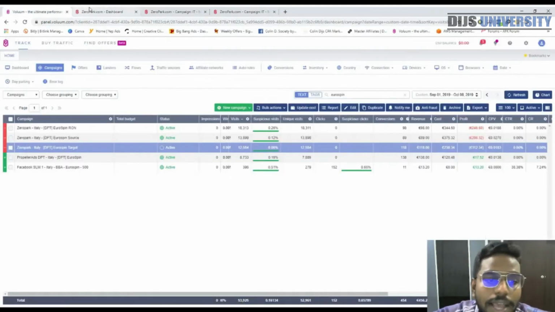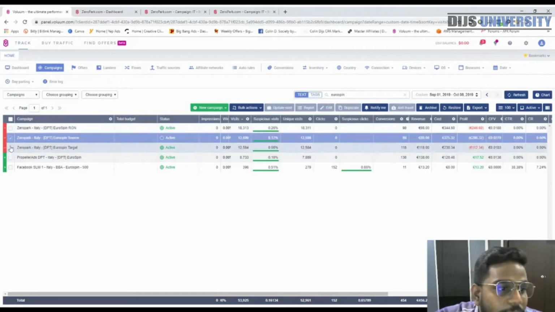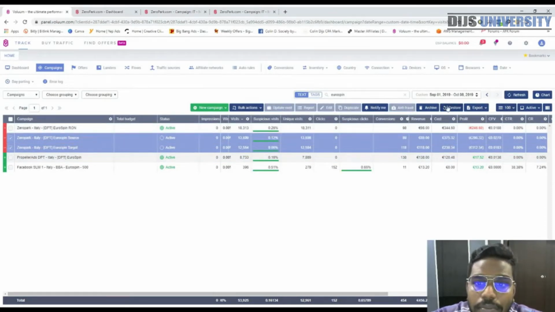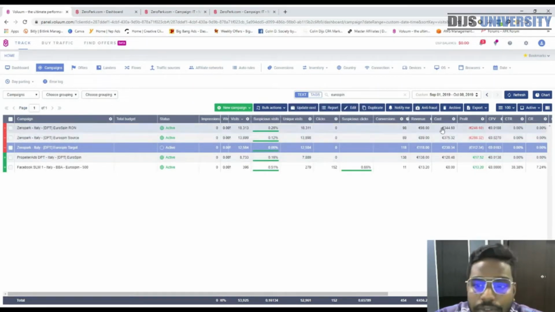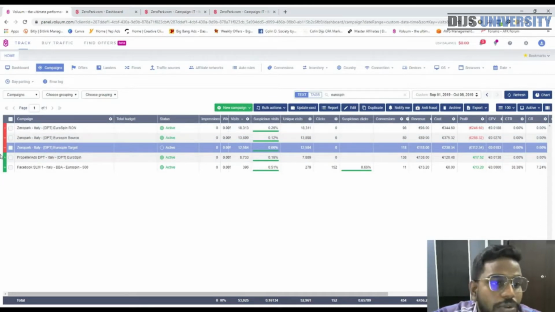So let's see what happened to our campaign. Let's go to the source as well as the active campaign. We're just going to take both of these. All right, let me just explain one first. Let's do the Eurospin target first.